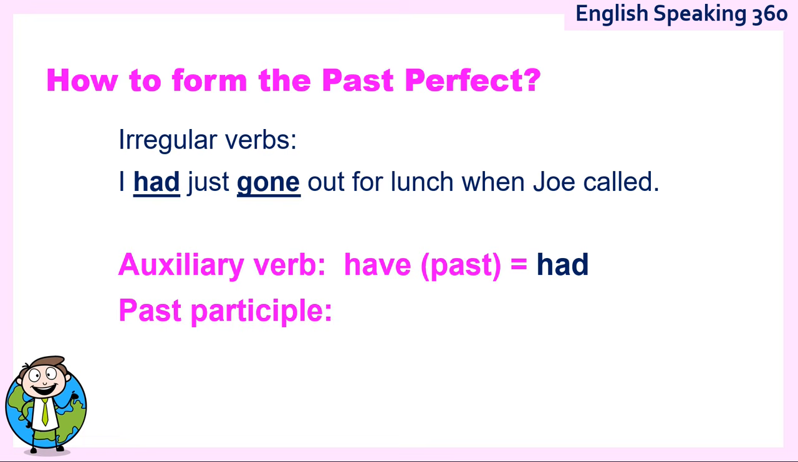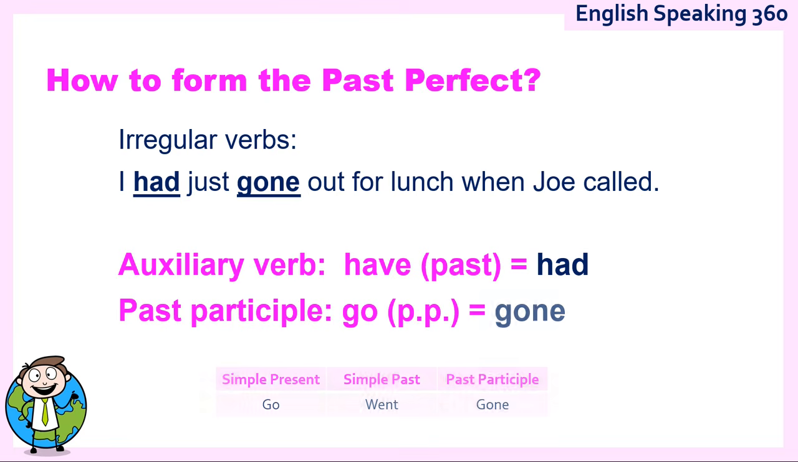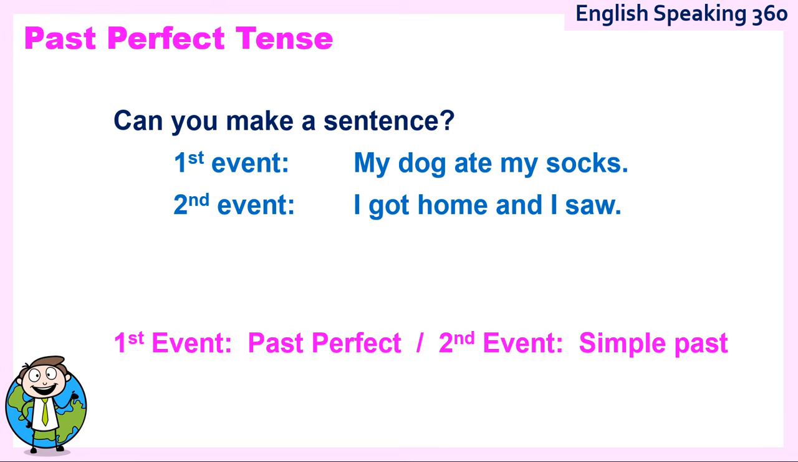Now, for irregular verbs, I had just gone out for lunch when Joe called. Once again, we have had, the past of have, and now we need the past participle of the verb go. So you probably know it, go, went, gone. You see, for irregular verbs, the past participle doesn't have the same form as the simple past. So, I had just gone out for lunch when Joe called. Can you make a sentence?